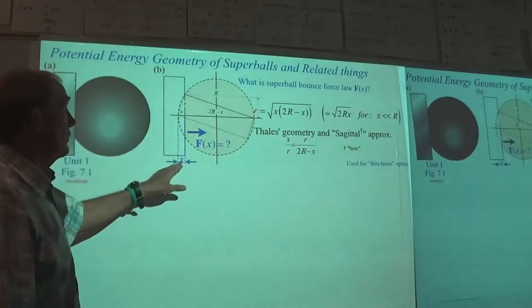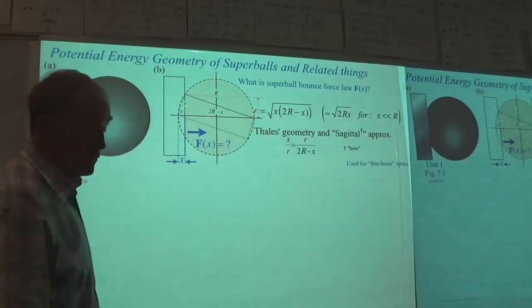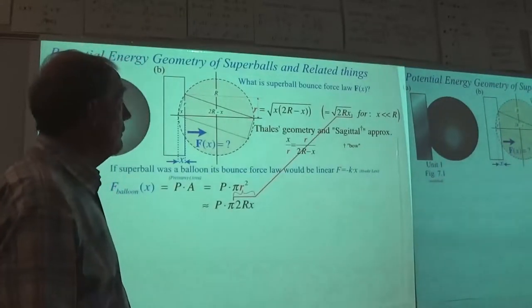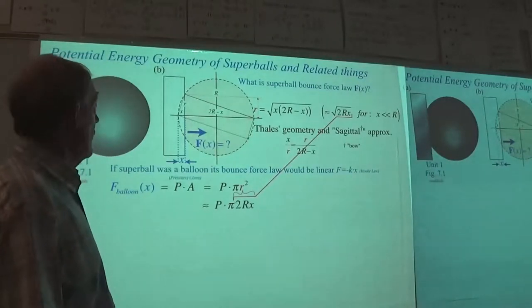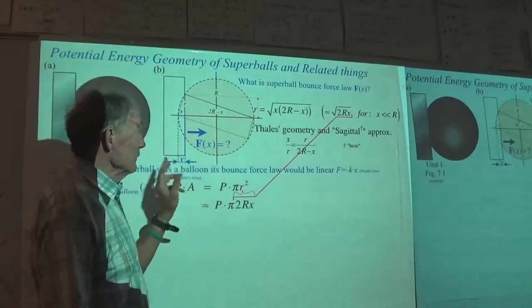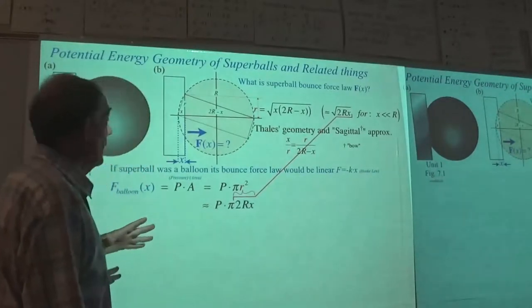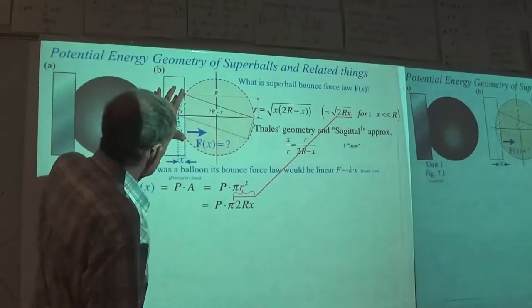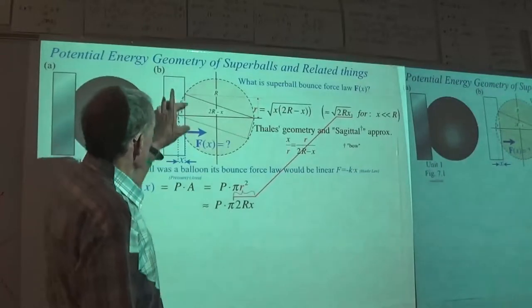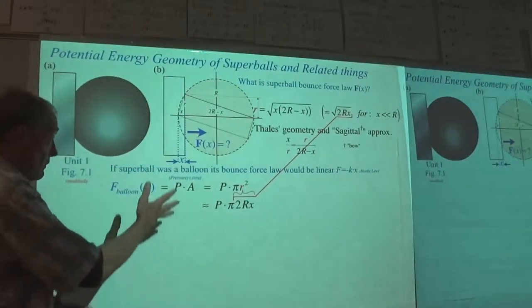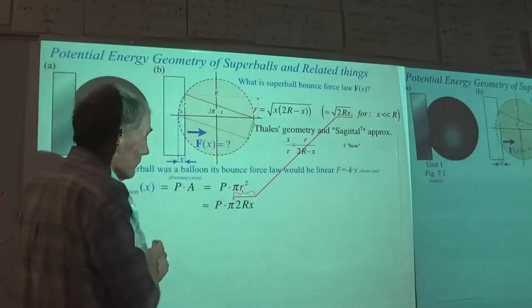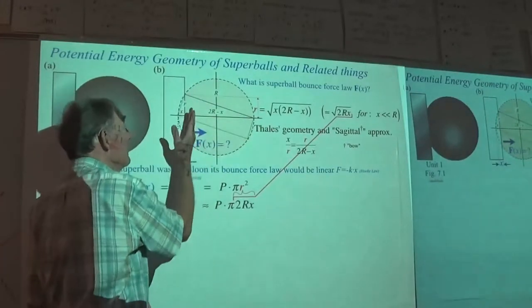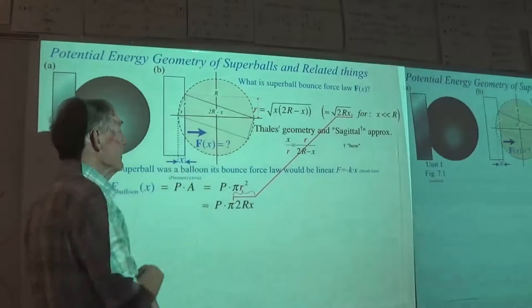So, as a function of x, how much force does this ball feel from an infinitely massive floor or wall or whatever it is that's bouncing or going to bounce off this. Now, if the super ball was a balloon, and we just simply work out what's the pressure times the area of that section there, the pi r squared, little r there, times whatever pressure the balloon has, assuming, and this is another approximation really, that the pressure doesn't change that much just because they changed this volume by that much, which was shown by the cap there.